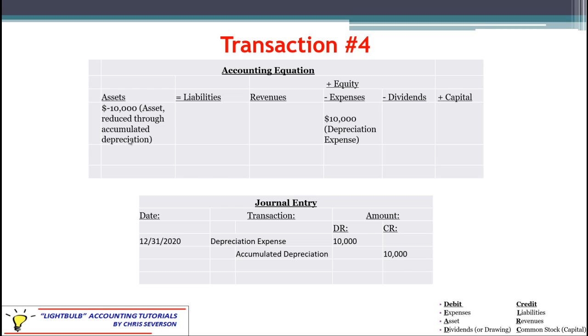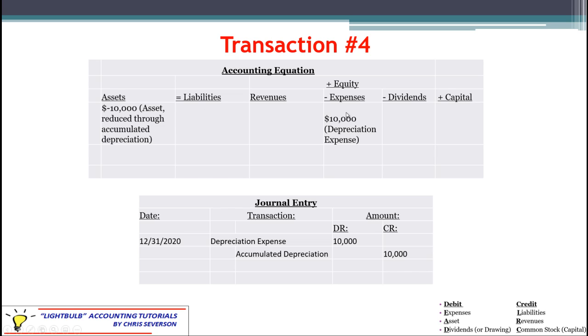So we have both of them. We have the asset, and on the balance sheet you're going to say asset less accumulated depreciation. So what happens here is that we increase the accumulated depreciation account, which in turn offsets the value of the asset. So I don't have all the breakdowns here, which is why I'm just calling this a negative $10,000 for the asset, but it's reduced through accumulated depreciation. So overall, this is a decrease to the asset value.